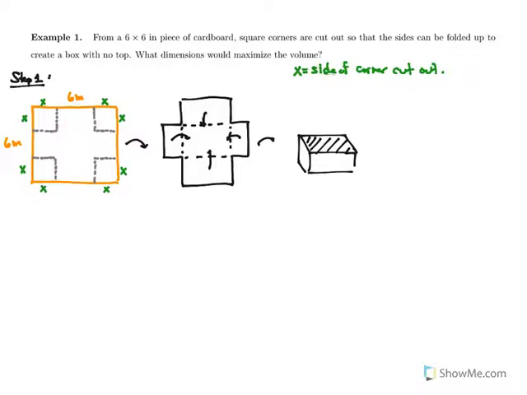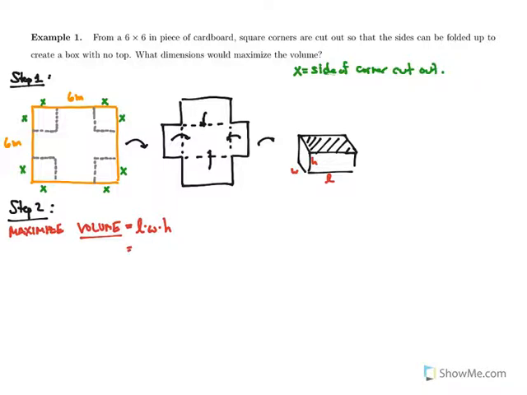All right, step 2. What are we trying to maximize or minimize here? We are trying to maximize volume, which is going to be equal to length times width times height. So let's think about, with our picture, what are length, width, and height?